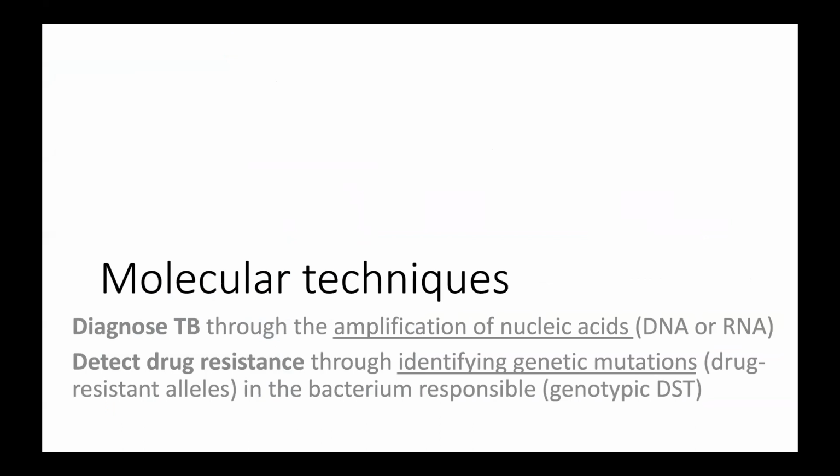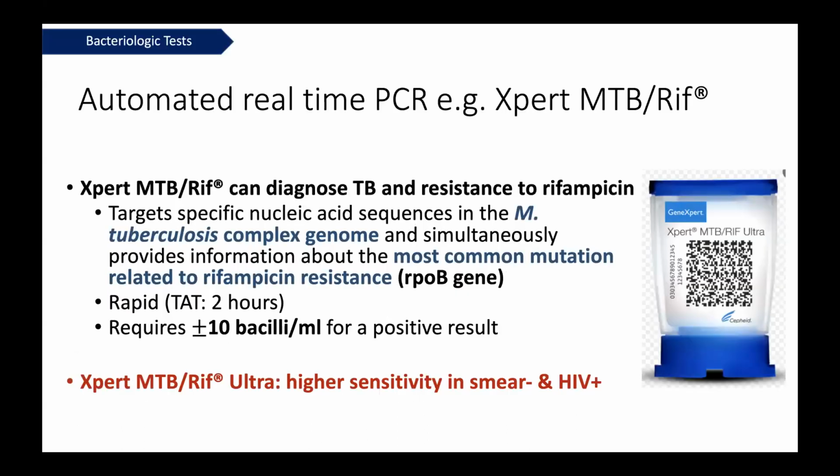Molecular techniques are the ones that we are currently using, and we use this to diagnose TB through amplification of nucleic acids, be it DNA or RNA. And they're also useful in detecting drug resistance because we can identify the genetic mutations that are responsible in the bacteria. So what we all know about is Xpert, which is an automated real-time PCR technique.